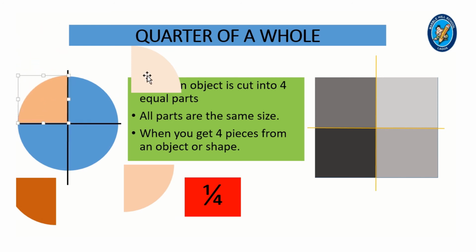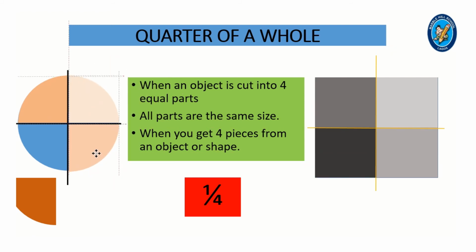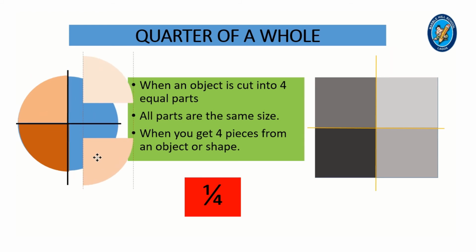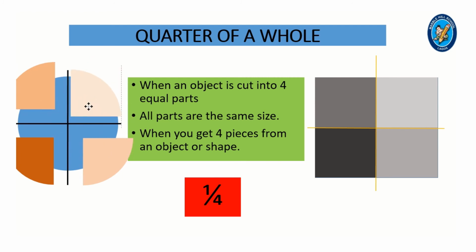1, 2, 3, 4. And all 4 of them are the same size. I just made them different colors so that you can see and appreciate their differences. Can you see? They're all the same and they've all come out of one blue circle. So we're going to put them back again.